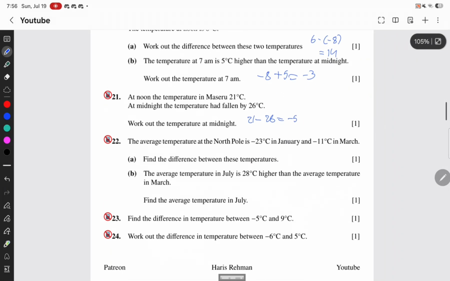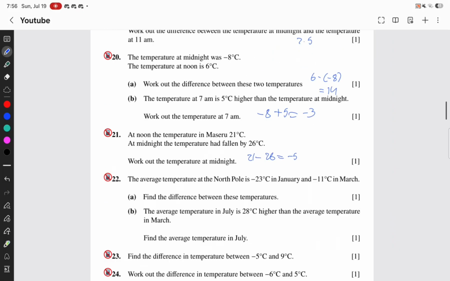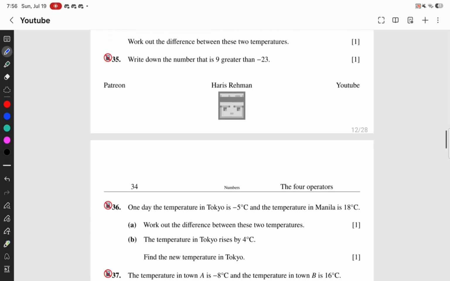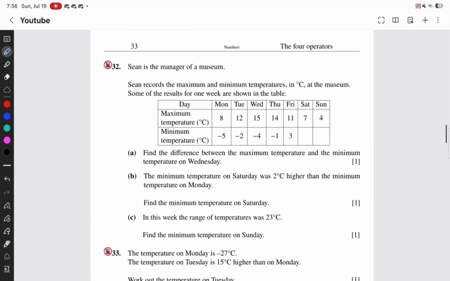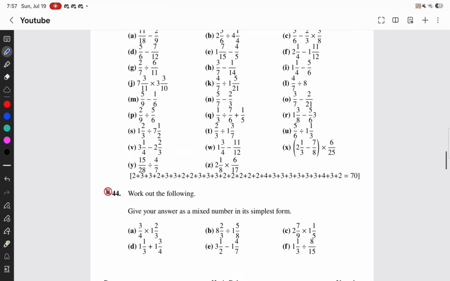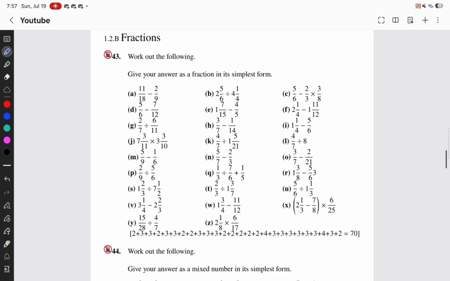The average temperature at the North Pole is this. I think three questions are enough. You guys can do it on your own. Here we have table questions, which are self-explanatory. These fraction questions, you have them also.